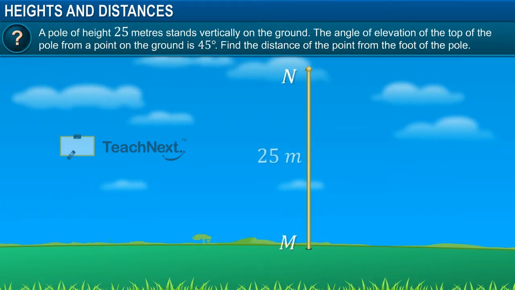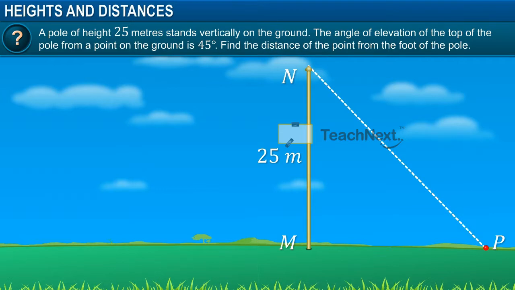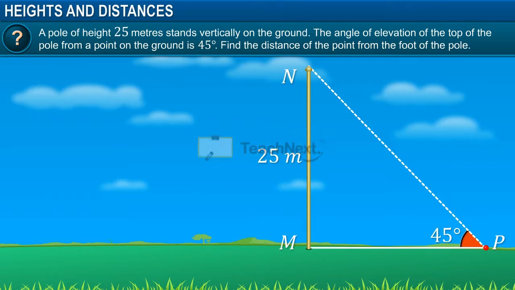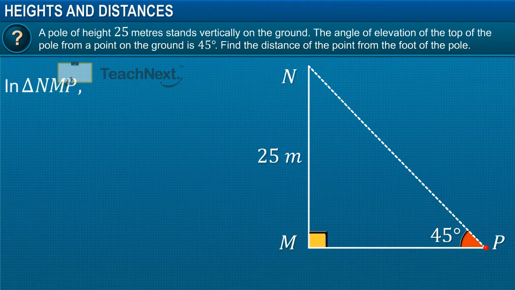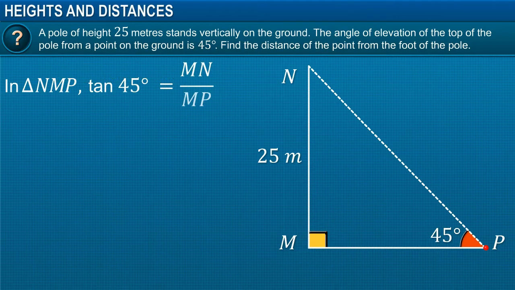Let MN represent the pole and the point from where the top of the pole is observed be P. The angle of elevation from point P to the top of the pole is 45 degrees. We need to find the distance of the point P from the foot of the pole M. Here, triangle NMP is a right-angled triangle. In the triangle, tan 45 degrees is equal to MN divided by MP.